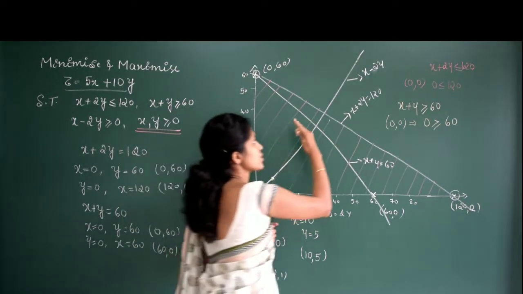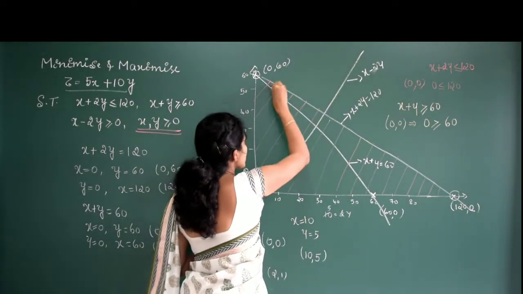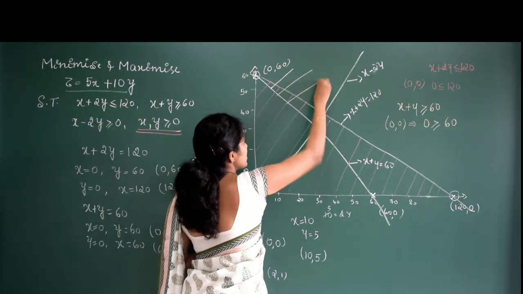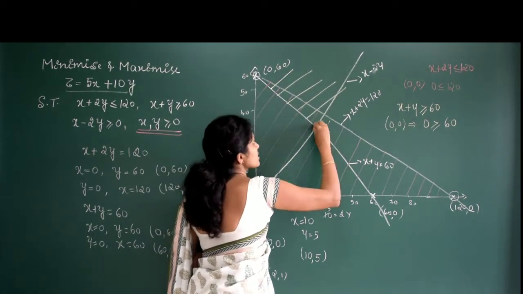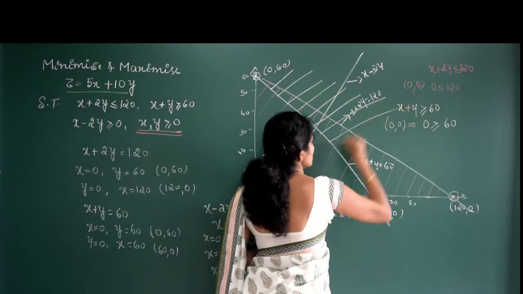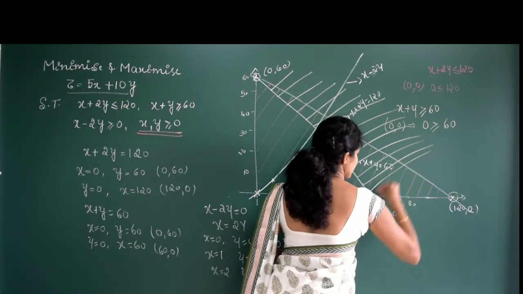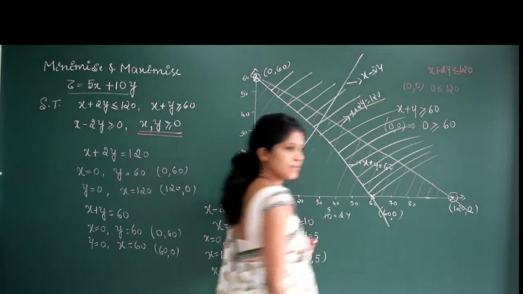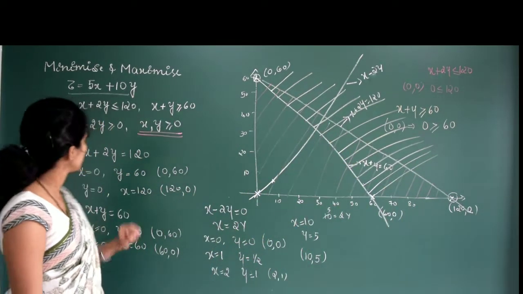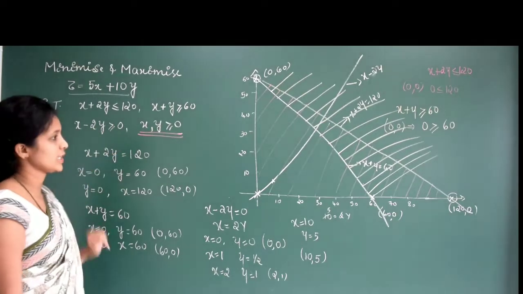So the solution region should be upward. So this is the solution region for the second equation. Is it clear? So this will be the solution region for the second line. Okay. Now we have done with the two equations. The last equation is there.